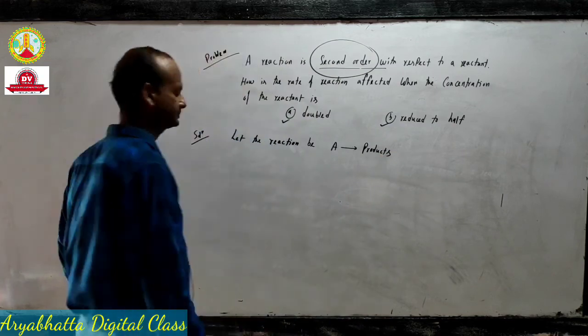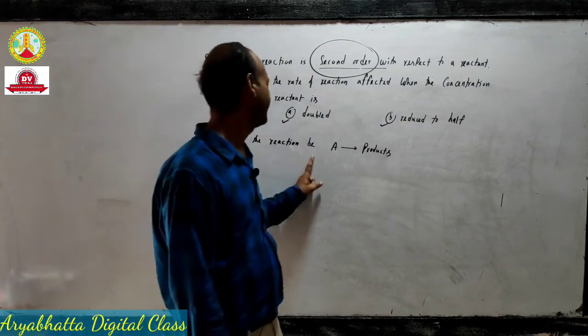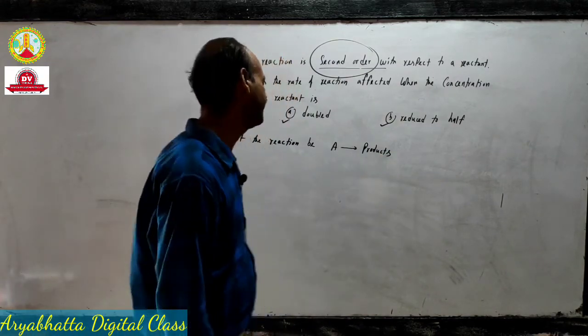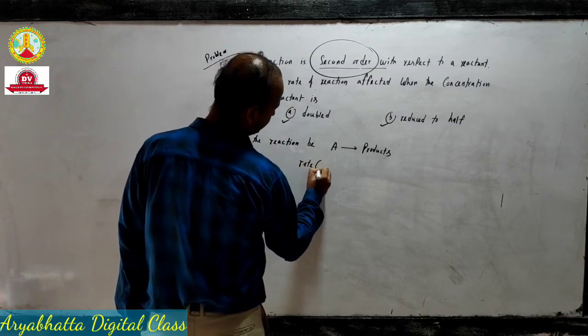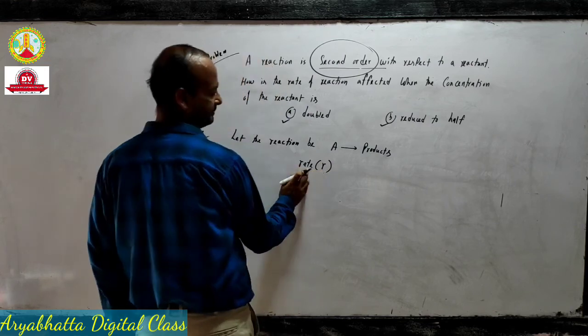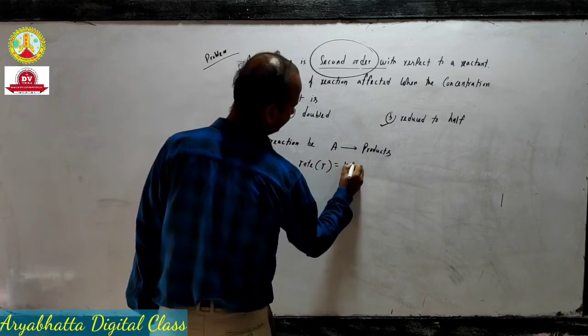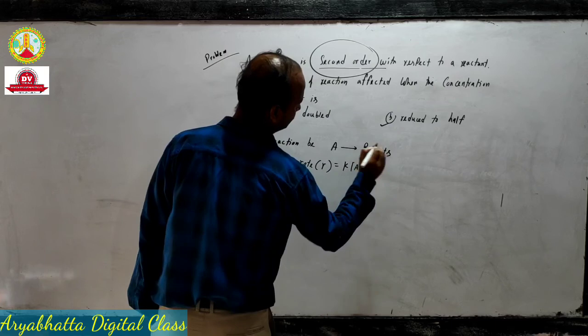Now let's see. Suppose the reaction is this one. Let the reaction be A to product. This is the reaction. So the rate will be how much? Rate R means rate. So this will be R = k[A] to the power 2.